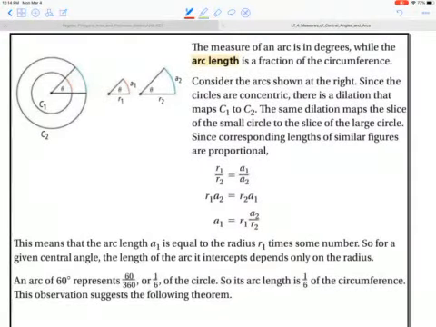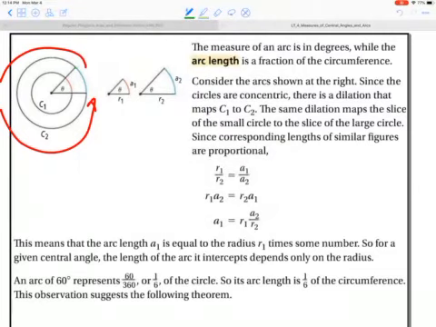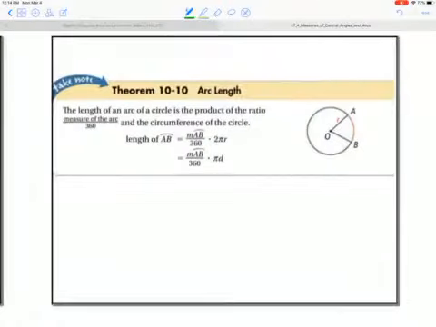The measure of an arc in degrees is what we call an arc length. It's a fraction of the circumference. So we know that circumference is all the way around, but what if we only wanted a certain arc length, such as this arc length here? Well, if I knew the central angle, then it's a fraction of the whole circumference. And that's what we're going to look at now.